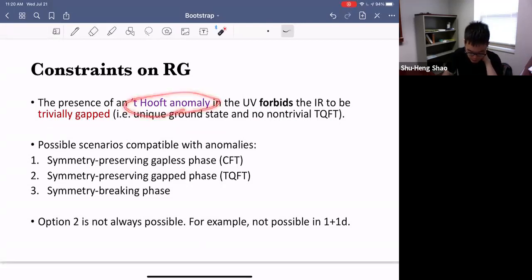So with a 't Hooft anomaly, the possible scenarios in the low energies are either it could be a symmetry preserving gapless phase described by a CFT matching the anomaly, or it could be a symmetry preserving gapped phase described by some non-trivial TQFT matching that anomaly. Or the symmetry might simply be broken in the low energy. Some of these options might overlap with each other, and some of these options are not always possible. For example, option 2 is not always possible. And for example, it's not possible in 1+1D. In any case, the presence of an anomaly rules out certain scenarios in the low energy.